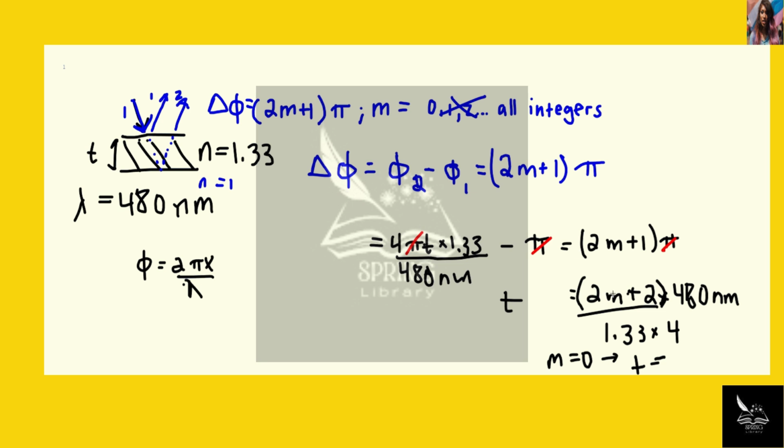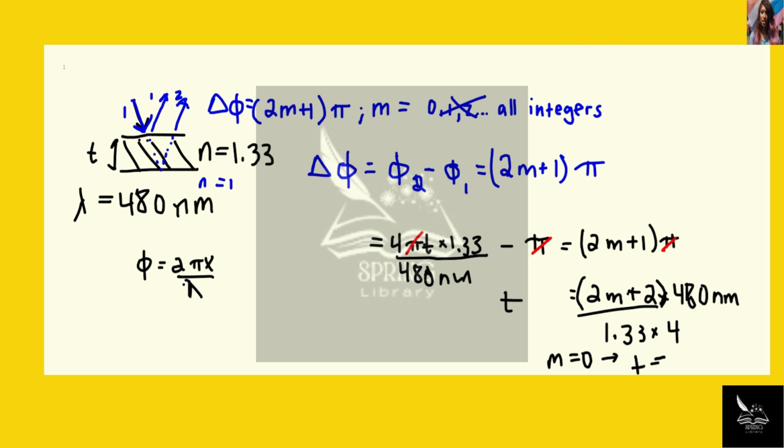Actually, would that make it small? So if M is 0, then this has a factor of 2. If M is minus 1, this becomes negative 2 plus 2, which is 0. And if M is minus 2, then that's minus 4 plus 2. Yeah, so M does have to be 0 to make this thing smallest.